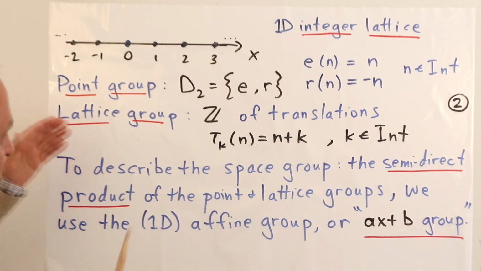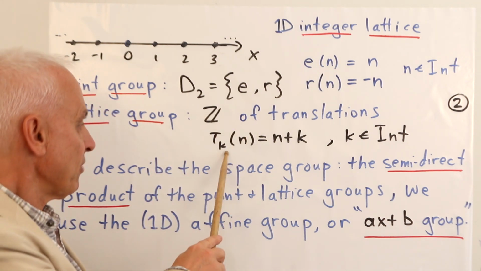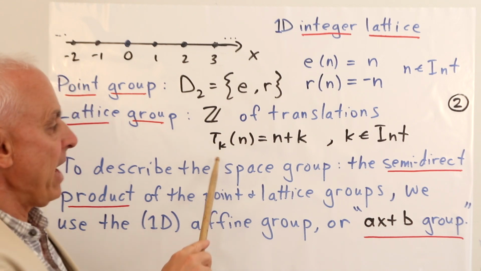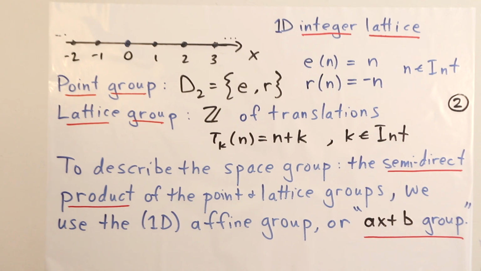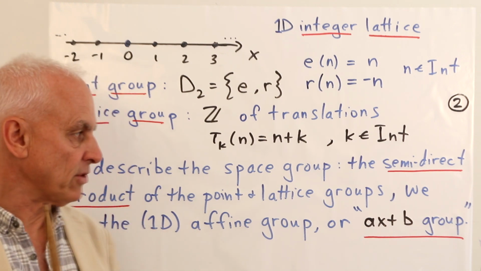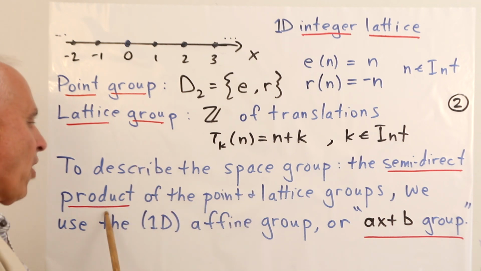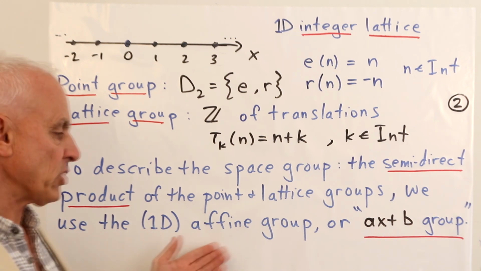The lattice group is also very easy, just the group of translations. So translations of the form T sub k, where T sub k of n equals n plus k. We're just shifting by a fixed amount. And then to describe the space group, which is a combination of these 2 things, well, it's a semi-direct product of the point and the lattice group. So we have to explain what a semi-direct product is. And we're going to do that using the 1-dimensional affine group.